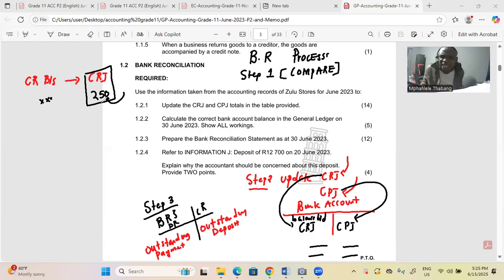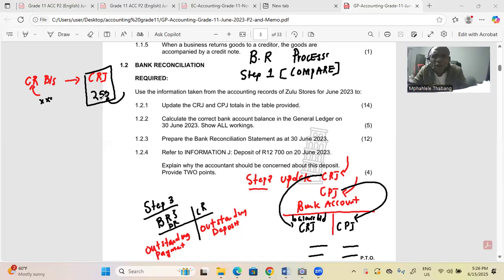So if it is not there, in this case, we can say maybe there is a mistake from the bank. The bank has not yet presented this 250. So we have to show it in the bank reconciliation statement as an outstanding deposit. On which side? On the credit side. Because this 250 is missing on the credit side of the bank statement, it must go to the credit side of the bank reconciliation statement as an outstanding deposit.